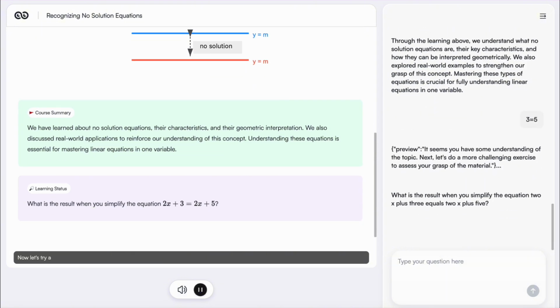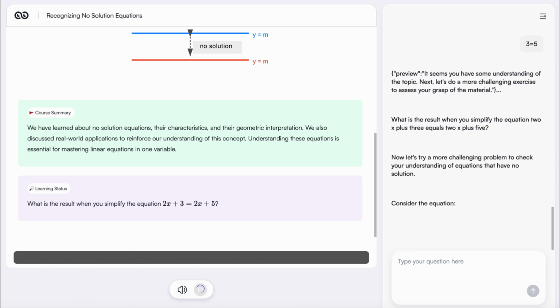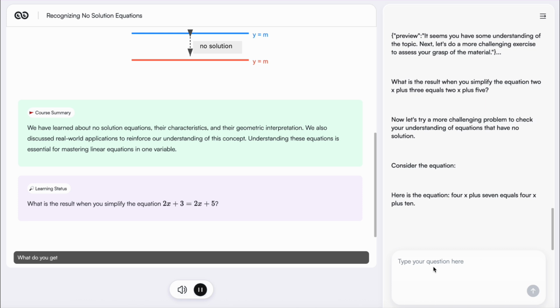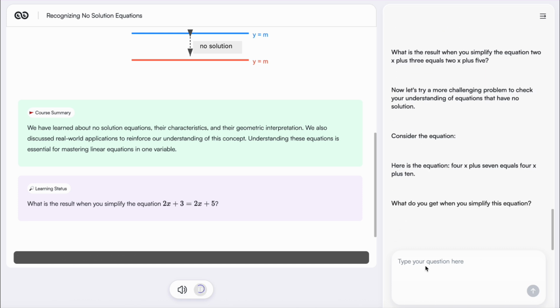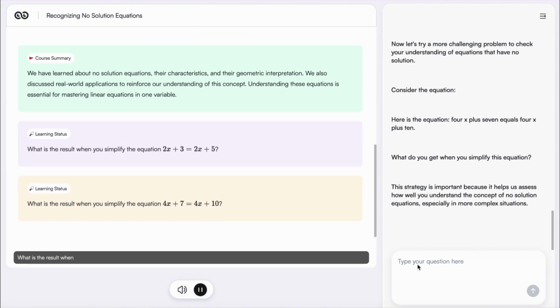Now let's try a more challenging problem to check your understanding of equations that have no solution. Here is the equation: 4x plus 7 equals 4x plus 10. What do you get when you simplify this equation? This strategy is important because it helps us assess how well you understand the concept of no solution equations, especially in more complex situations. What is the result when you simplify the equation 4x plus 7 equals 4x plus 10?